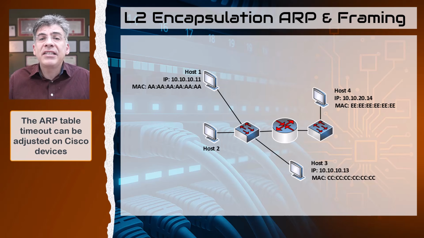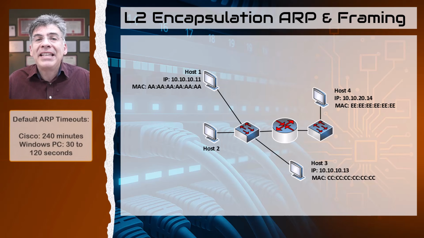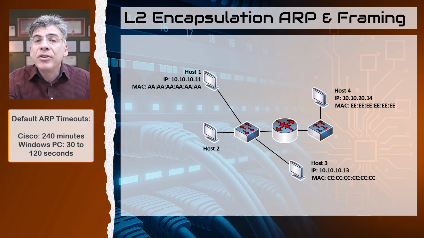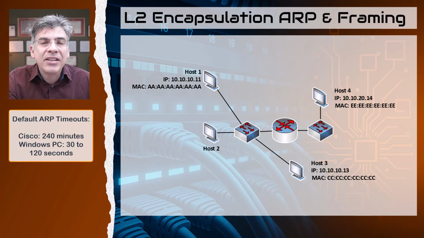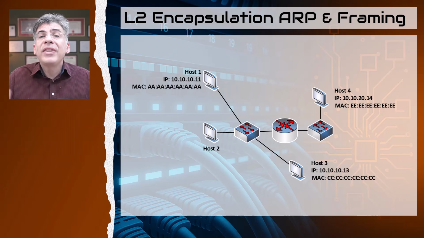For Cisco devices like a router, the ARP cache is maintained for 4 hours or for 240 minutes, while a Windows PC can have a much shorter timeout on the order of 30 seconds to 2 minutes. So that's how encapsulation, ARP, and framing all work together at layer 2.